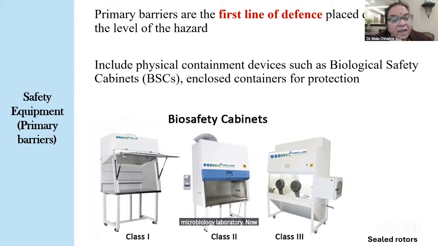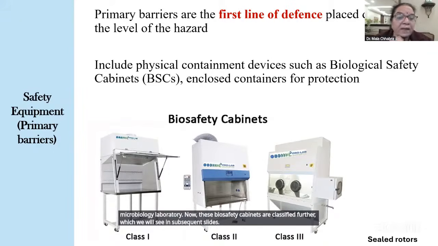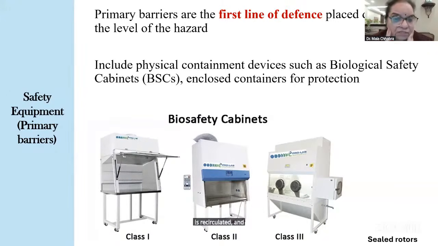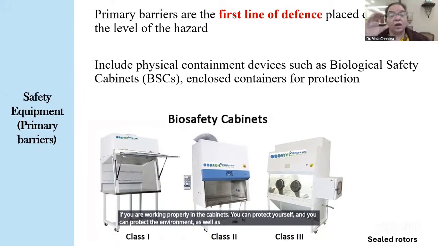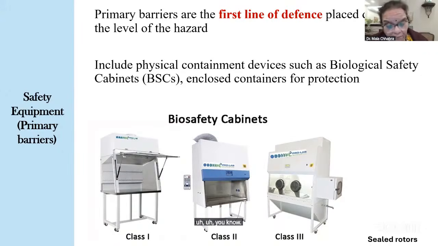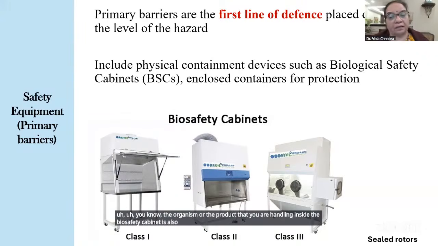Now, these biosafety cabinets are classified further, which we will see in a subsequent slide, but class 2 biosafety cabinet is where 70% of the air is recirculated and 30% air is exhausted out. It is a laminar flow of air through HEPA filters, and such cabinets will protect. If you are working properly in the cabinets, you can protect yourself and you can protect the environment, as well as the organism or the product that you're handling inside the biosafety cabinet is also protected, right?